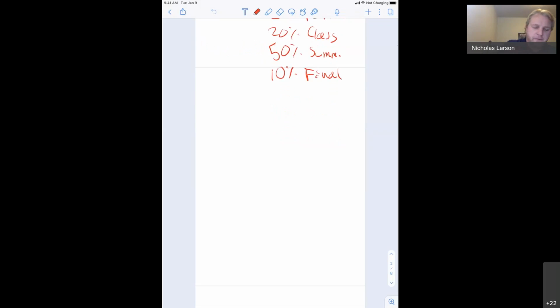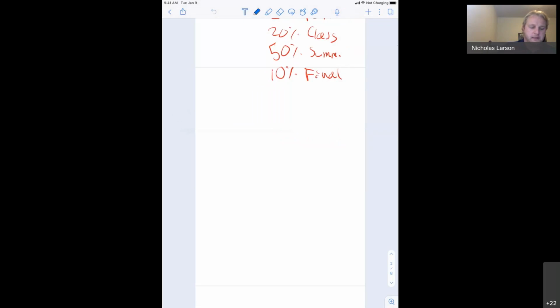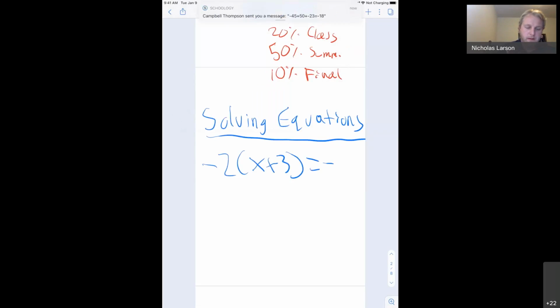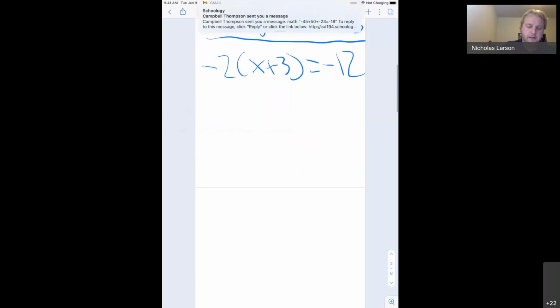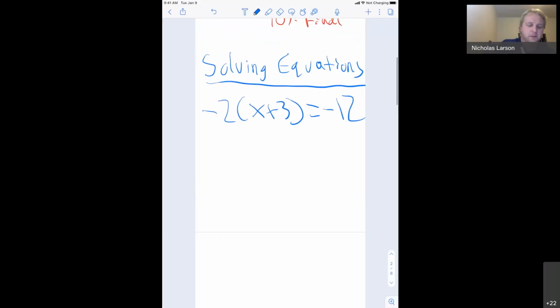One of the first things, our first review lesson, was solving equations. This is all about figuring out what our unknown variables are. So here's an example. I kind of just made it up on the spot, so we'll see if it works out nicely or not.